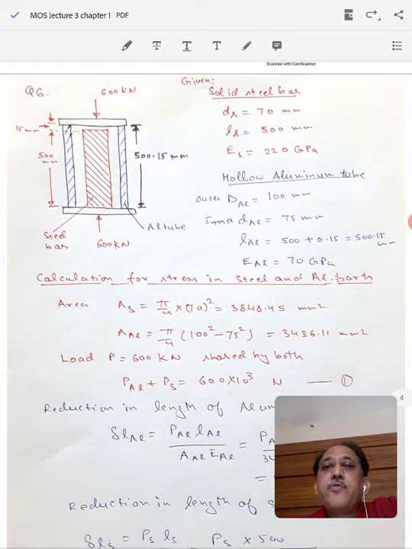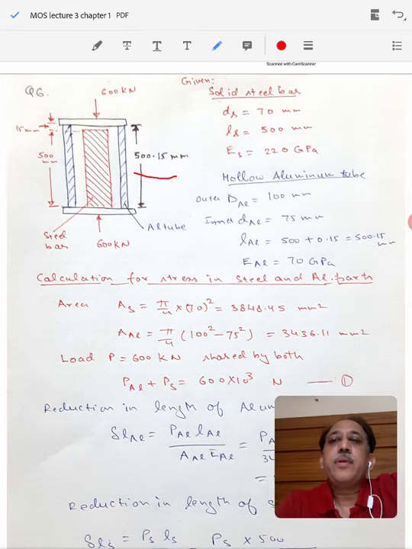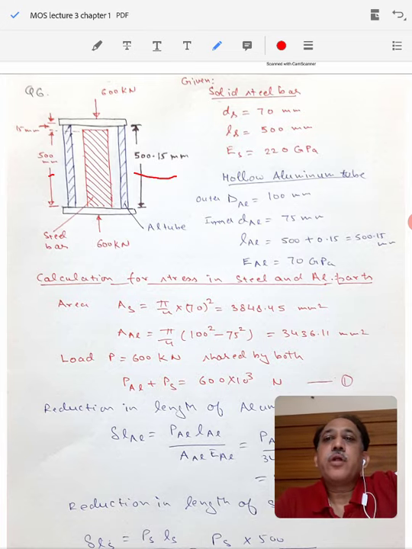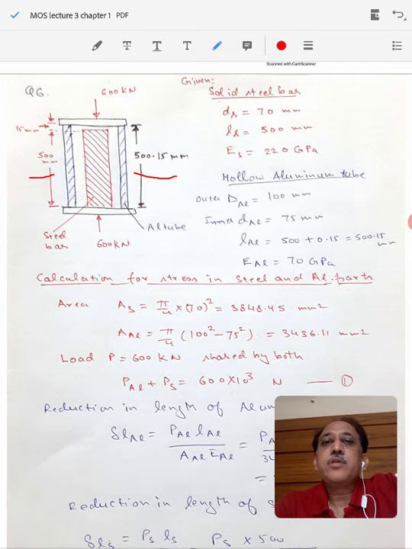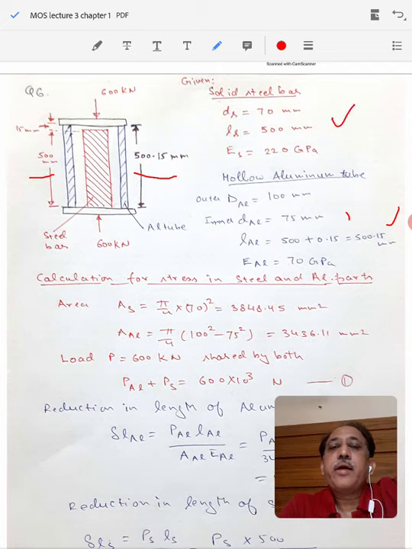So the outer cylinder is of the length 500.15 millimeter, and the inner rod is of the dimension 500 millimeter. So the cylinder is 0.15 millimeter longer in comparison to the central rod. So we have a central solid steel bar, and it is encased by a hollow aluminum tube. The hollow aluminum tube is of the length 500.15 millimeter, and the steel rod has the length 500 millimeter. Their other dimensions are also given.